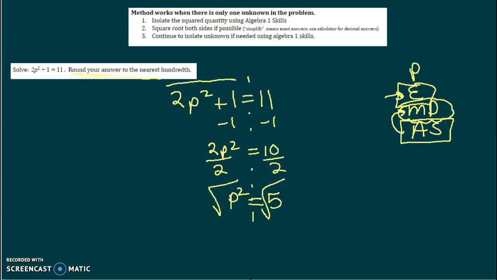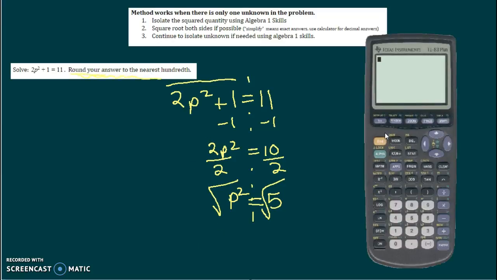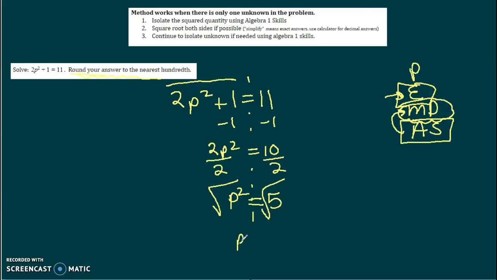So what I'm going to do in this case is bust out the old calculator, figure out what the square root of 5 is, and then hundredths, of course, is the second decimal place. So since this is 2.236, this is more than 5, so this answer will be 2.24. My final answers will be p equals 2.24 and negative 2.24.